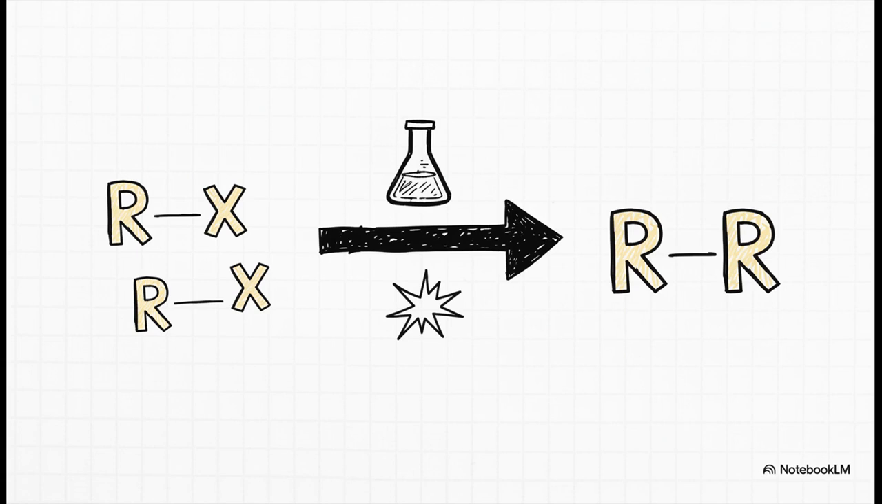You take 2 molecules of an alkyl halide, RX, you add some sodium metal, and again, remember this, in dry ether. And poof, you get R-R, which is an alkane with double the carbons. Just remember that special reagent, sodium in dry ether.